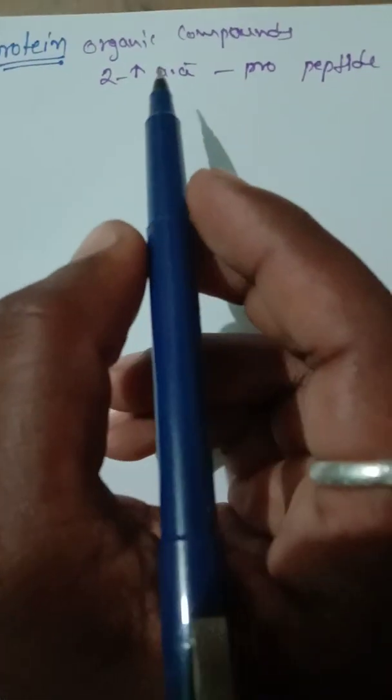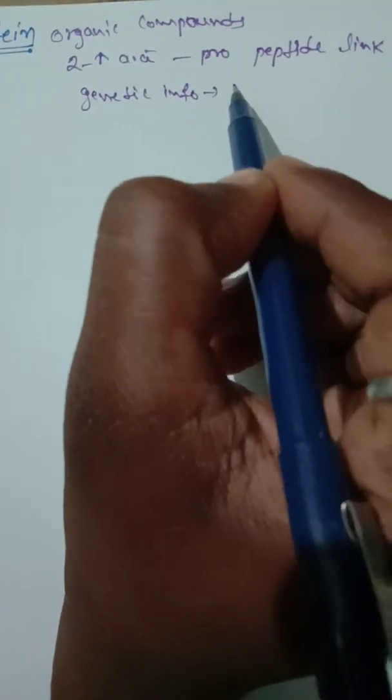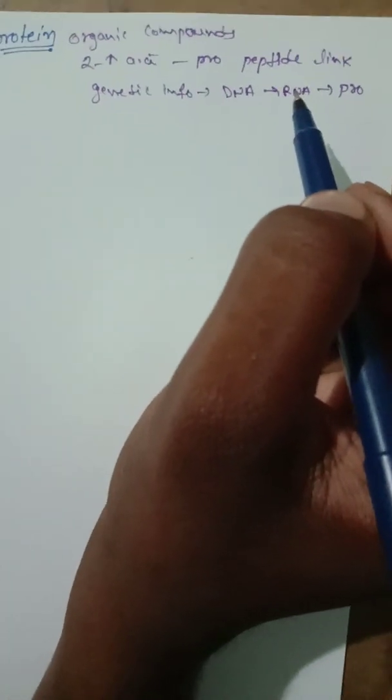So the protein also contains genetic information. Why? Because proteins are also synthesized from DNA to RNA to the synthesis of proteins. So that's why it contains the genetic information. The next one, the proteins act as a carrier, mainly involved in the transportation system. This is about protein introduction.